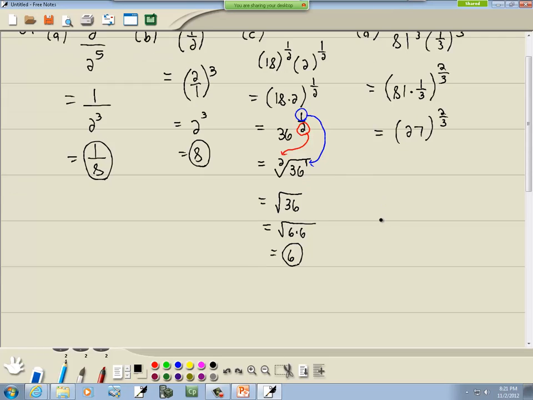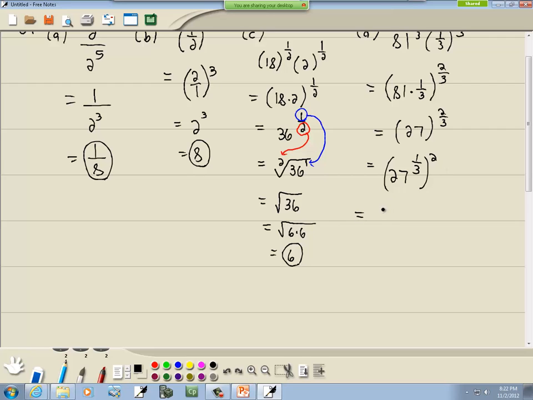Now this is a property I didn't write down. You don't see it a whole lot. But this is where we're taking a number to a fractional power, rational exponent, where the numerator, the number on top, is greater than 1. What we do is we're going to rewrite this by taking the numerator. Let me write that a little bit bigger so you can actually see it. There we go. We'll take the numerator, the 2, put it on the outside of the parentheses.